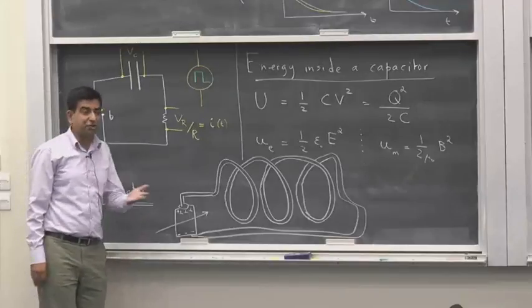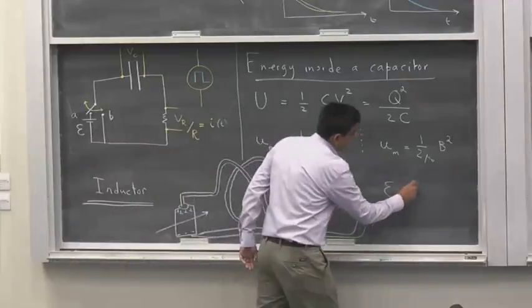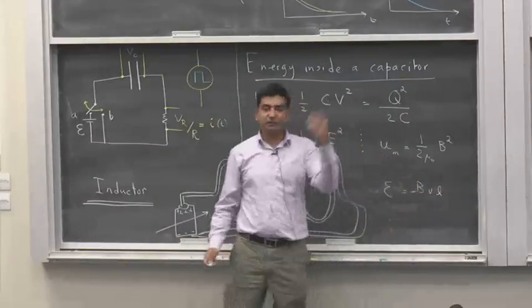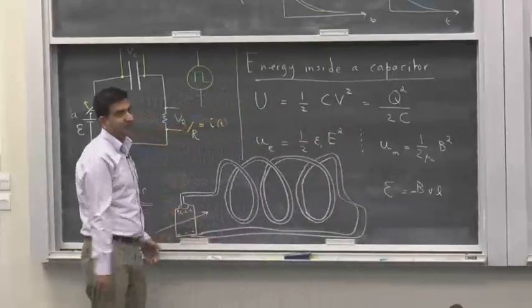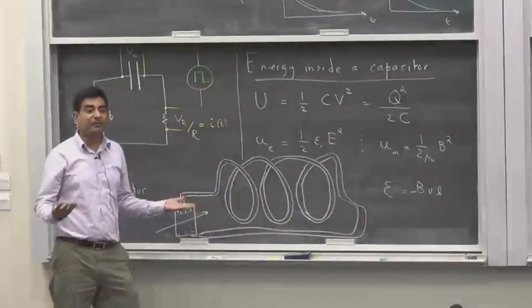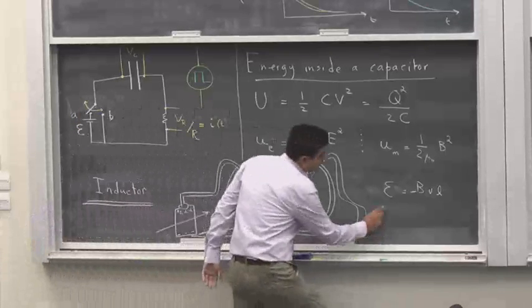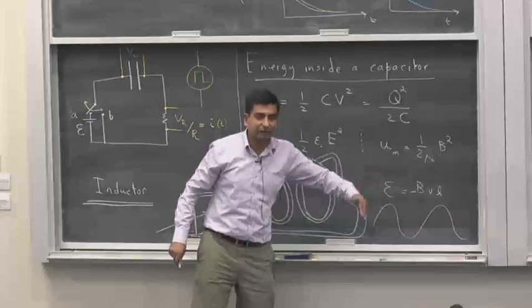If you have motional EMF, for example, you would notice that the EMF is given by vBL. So if I increase the speed, the EMF goes up. So you can have variable voltage sources in which this voltage is ramped up with time. A simple example of a variable voltage source is an AC source. An AC source provides a voltage, an EMF, which changes with time. It goes up, down, up, down, up, down.